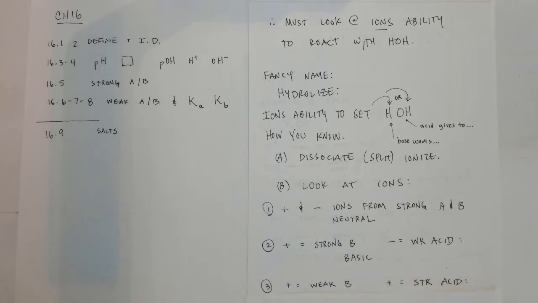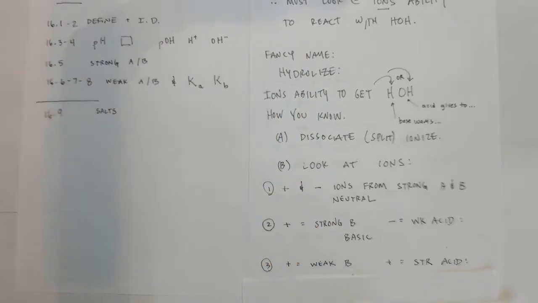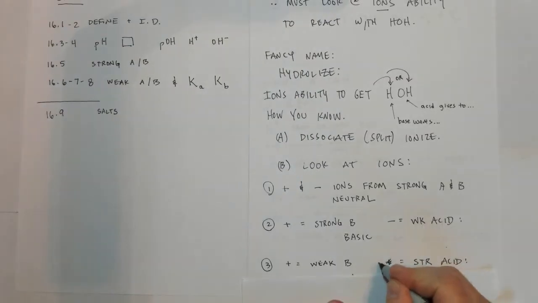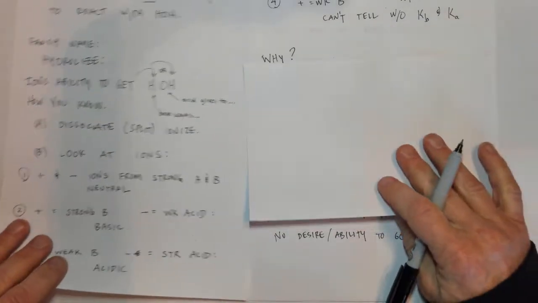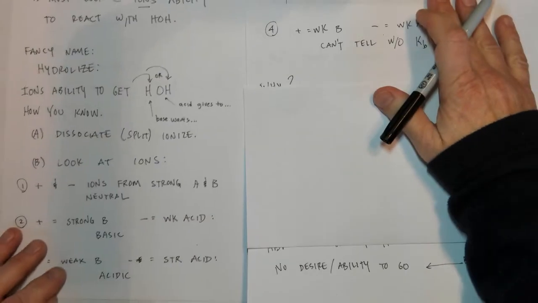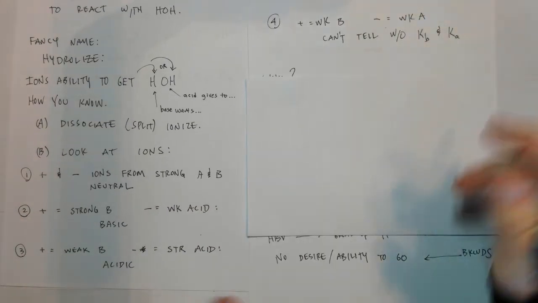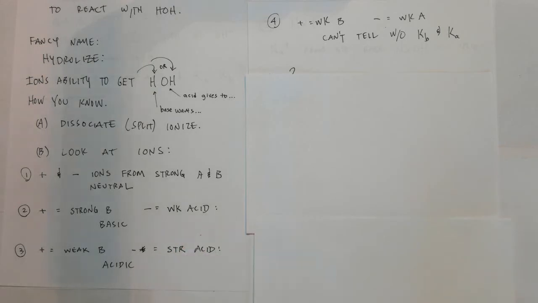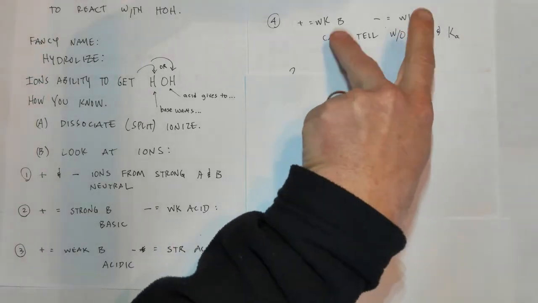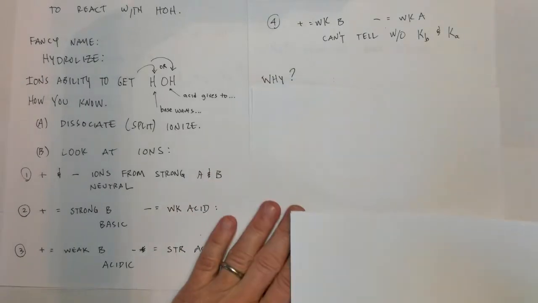Case number 3 is if the positive ion is from a weak base and the negative ion is from a strong acid. These will act acidic. And the fourth case is the positive ion comes from a weak base, the negative ion comes from a weak acid, and then we can't tell for sure unless we know the Ka and the Kb and the relative strength of these weak acid or base conjugates that are present.